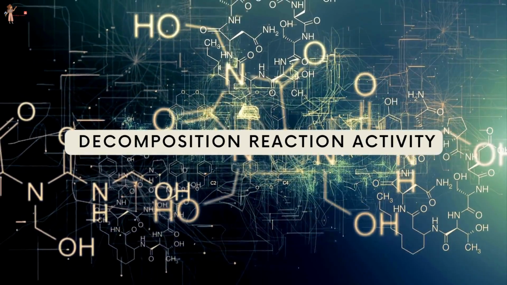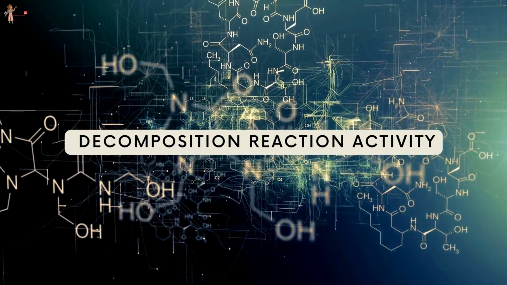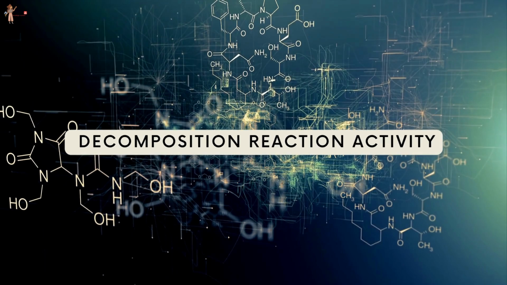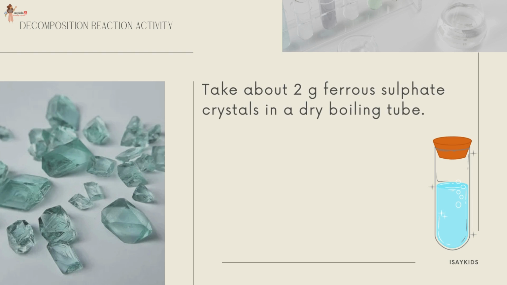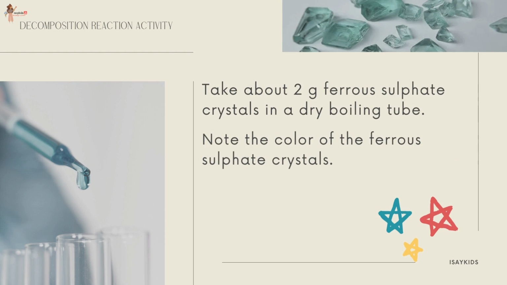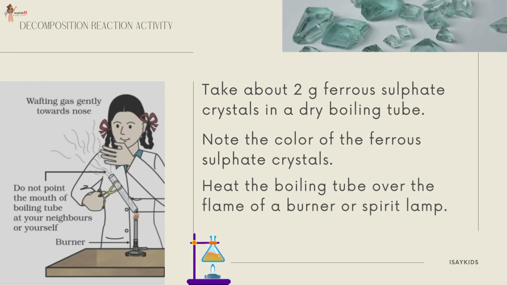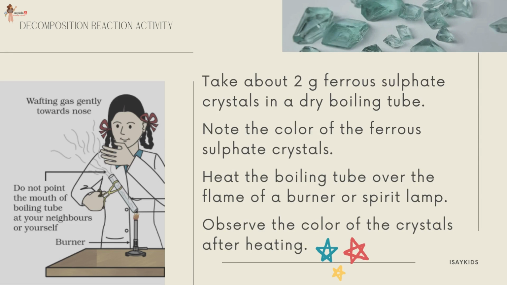Somebody performed an activity to understand the decomposition reaction. Let's see that activity. Take about 2 grams of ferrous sulfate crystals in a dry boiling tube. Note the color of the ferrous sulfate crystals. Heat the boiling tube over the flame of a burner or spirit lamp as shown here. Observe the color of the crystals after heating.